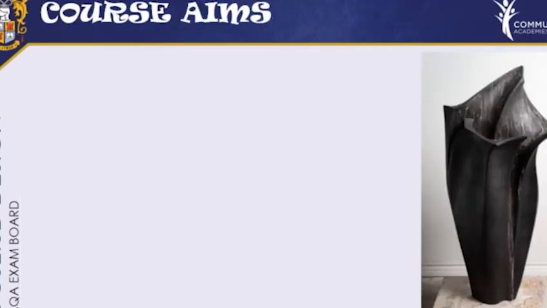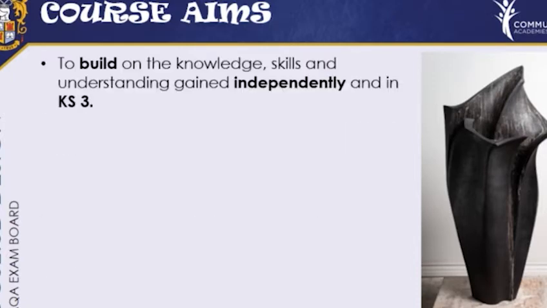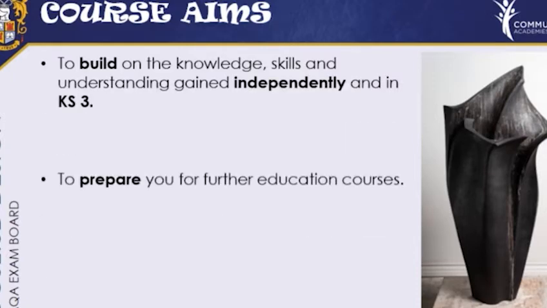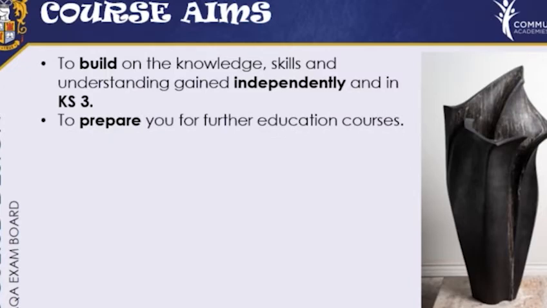The aims of this course are to build on the knowledge, skills and understanding gained in Key Stage 3 art and design technology. This option will prepare students for further education in a range of courses such as 3D design, design technology, product design, resistant materials, and art and design.